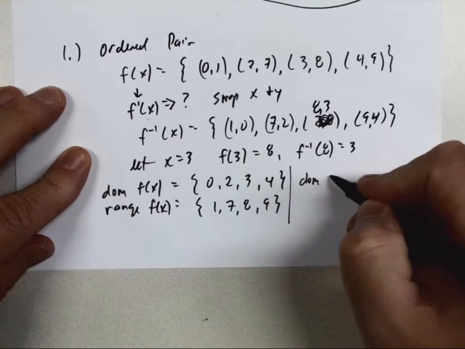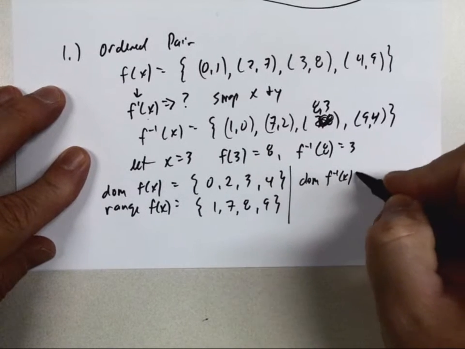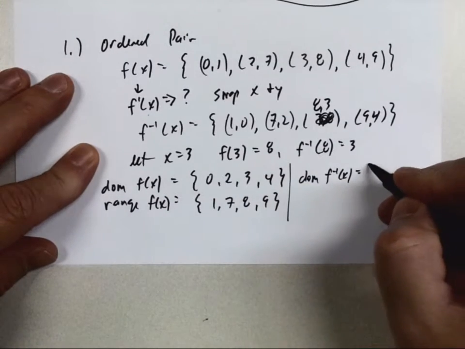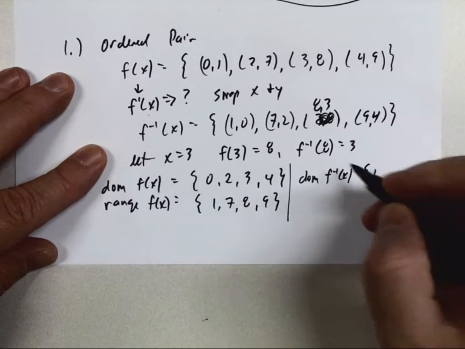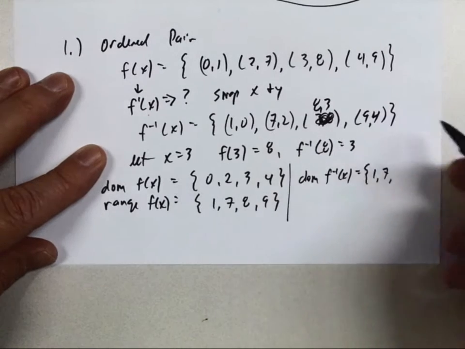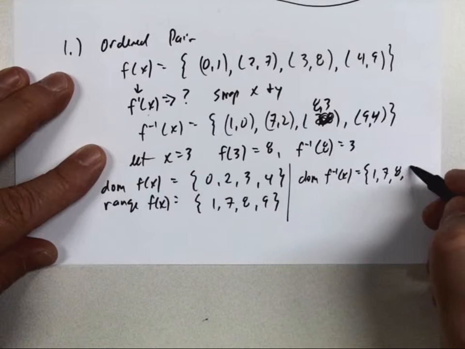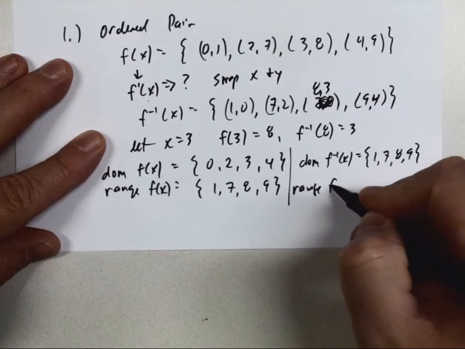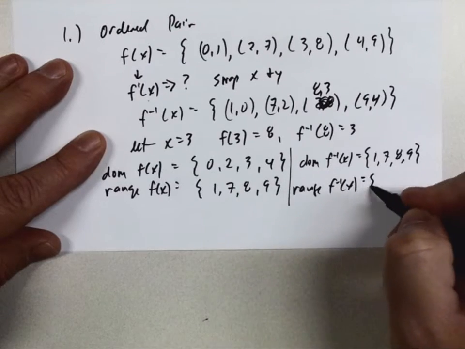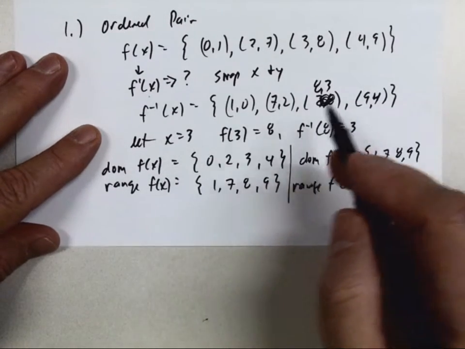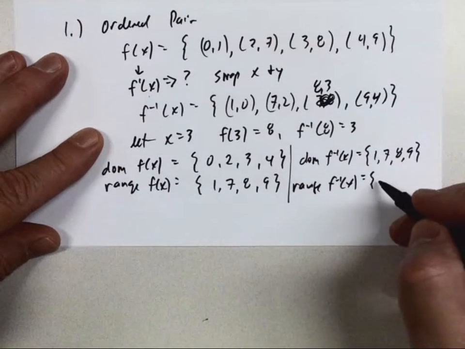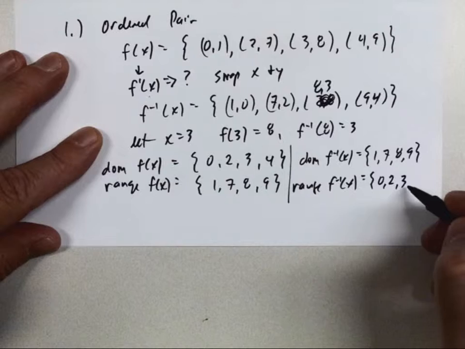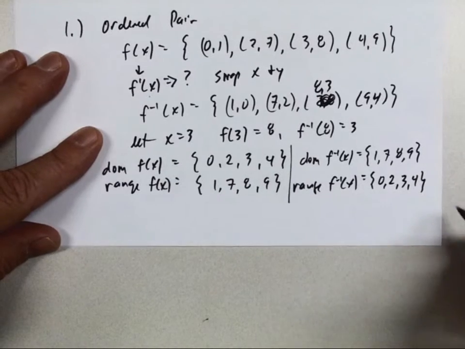What is the domain now of my inverse function? So here's my inverse function. The domain are the values of x. So it's 1, 7, 8, 9. And the range of my inverse function, the values of y, is 0, 2, 3, 4.